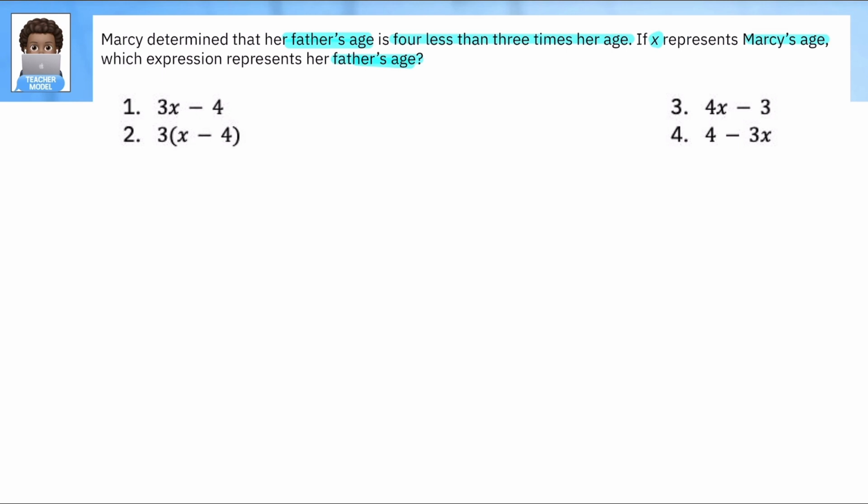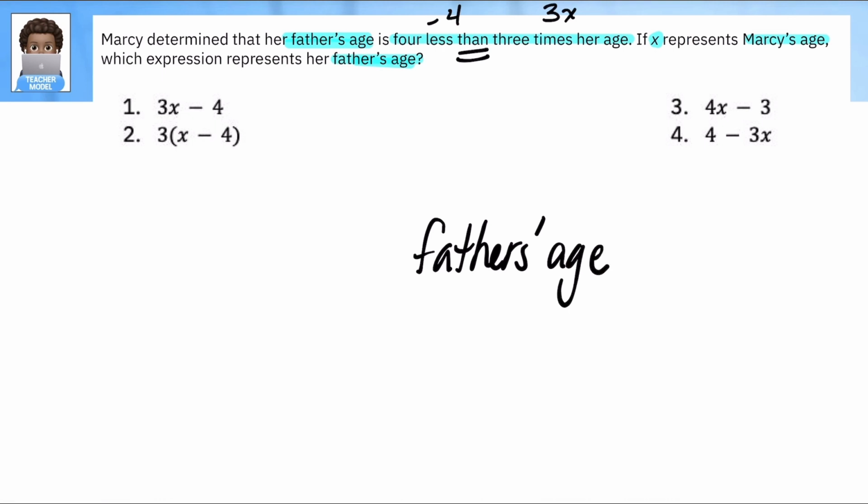All right, so what do we already know? We pretty much want to know which expression is her father's age. What information do we have? We know that her father's age is 4 less. So that's minus 4, then 3 times her age. So 3 times Marcy's age, and Marcy's age is X. So because of that then, I'm going to put her father's age is 3X minus 4, because it is 4 less than this.